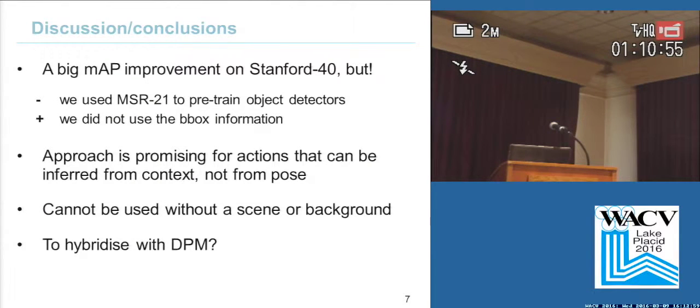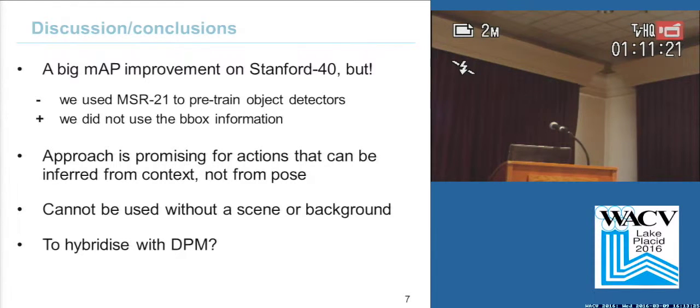As discussion and conclusions, we have recorded a big improvement in mean average precision on Stanford 40, but as caveats, we have used another dataset, MSR21, to pre-train 23 object detectors. On the other hand, we have not used the bounding box information, which is provided as part of the annotation of Stanford 40.